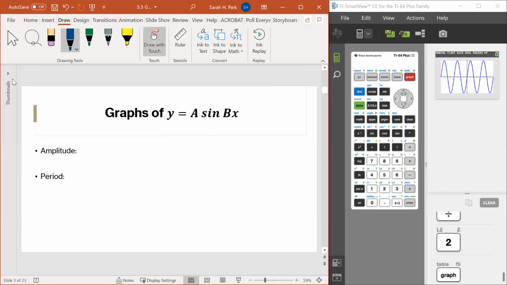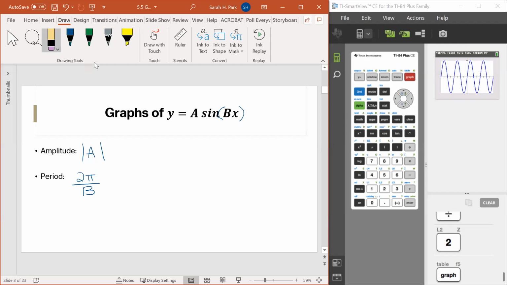Sometimes we put parentheses around the bx. So amplitude is the positive, or absolute value, of a. Whatever this value is, take the absolute value of that. The period is 2 pi over b. So the value in front of x, this b, depending on what that is, to get the period you take 2 pi and divide it by b.